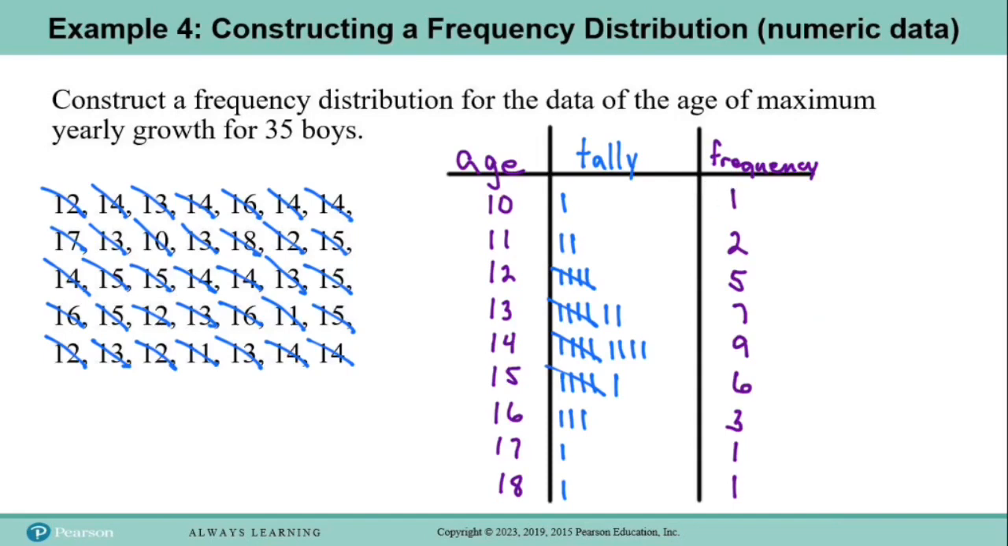Now, just to make sure that we didn't skip any values or accidentally record something twice, it is always a good idea to add up these numbers. So at this point, I would want you to say 1 plus 2 plus 5 plus 7 plus 9. Get the sum of all the numbers in the frequency column, and for us, these frequencies add up to 35. And the reason that matters is the sum of your frequencies should match the number of data values you had in your list. So we have 35 values here, and we have 35 values in our frequency distribution, so we can feel pretty confident that we did it right.